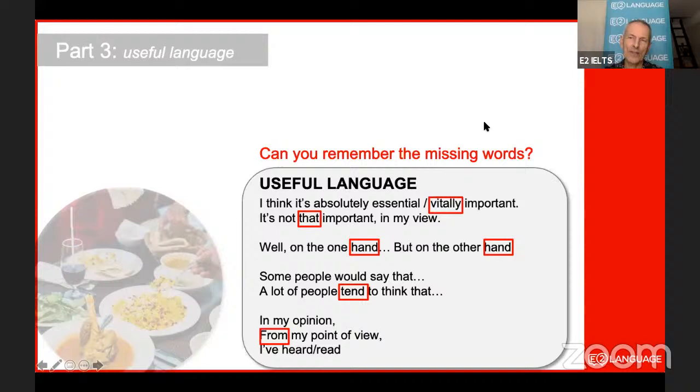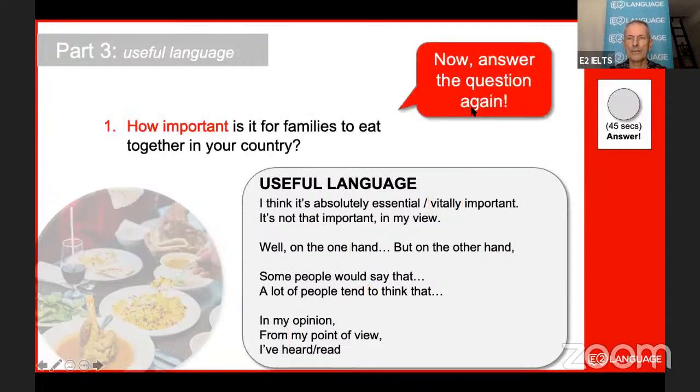A lot of people tend to think that. All right, a lot of people tend to think that. Remember, you can say, I tend to think. That's okay. You can use I to introduce what you're going to say, but don't then talk about your own personal life or what you did as a kid or something like that. All righty. Now, answer the question again.